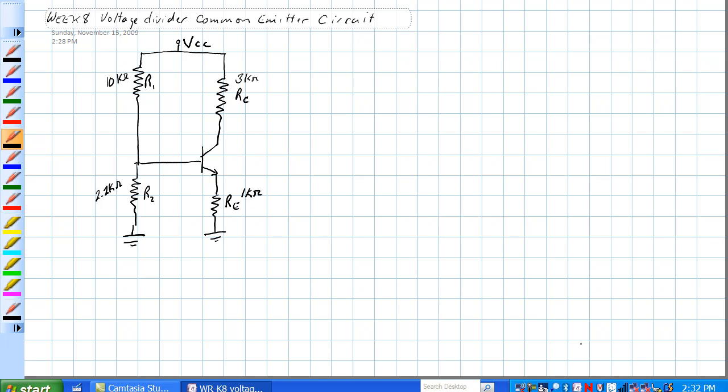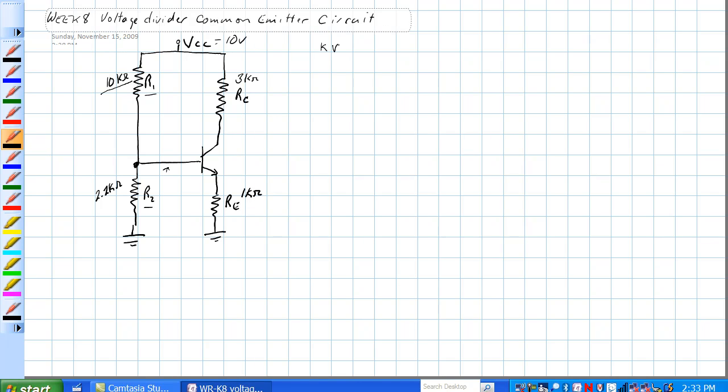Okay, this is a typical voltage divider network common emitter circuit. We have an R1 here and an R2, which is just a basic voltage divider, and if VCC is equal to 10 volts, then the voltage here will be set by this voltage divider. We have a little problem with the amount of current going through this. So if we KVL this circuit, we're going to have to do it 3 times.